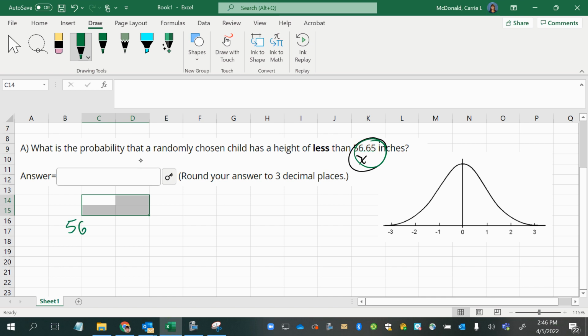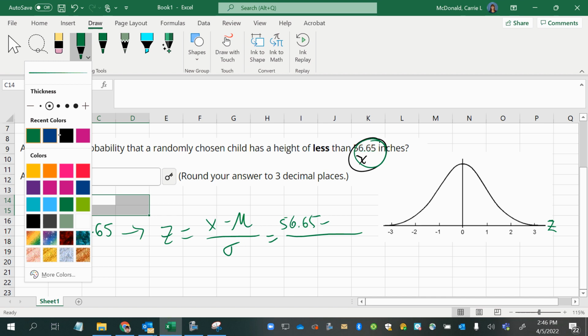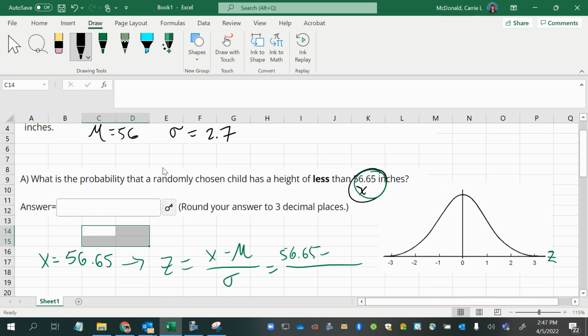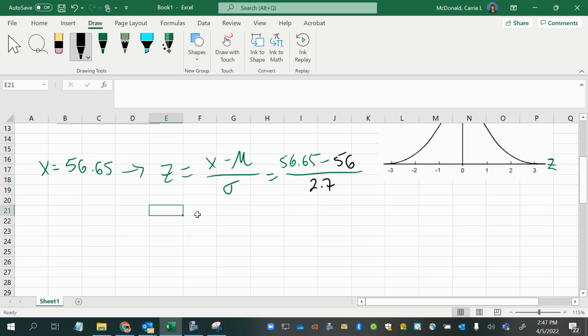So where does 56.65 inches fall on the z-scale? In other words, how many standard deviations is that from the mean? So convert it to a z-score. We're going to take x minus mu divided by the standard deviation. So 56.65 minus the mean of 56 and the standard deviation of 2.7. And so this will give us a z-score of 56.65 minus 56 divided by 2.7.